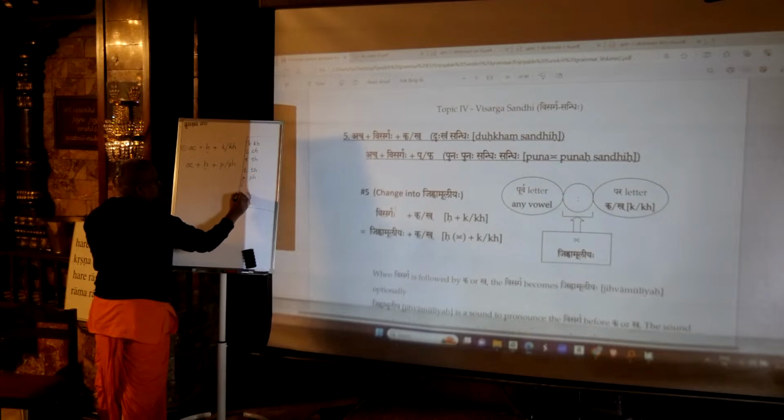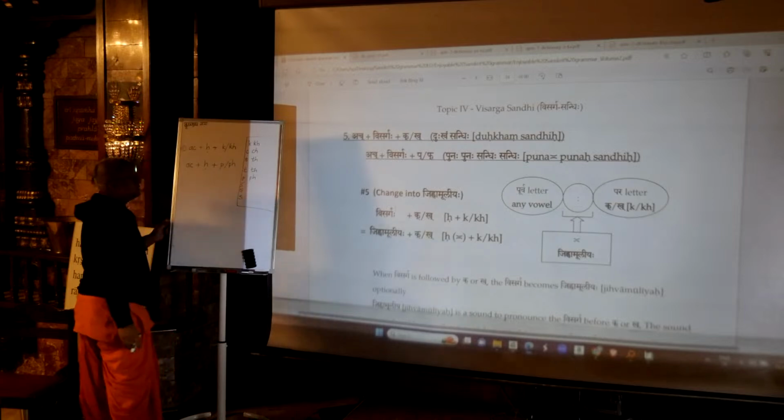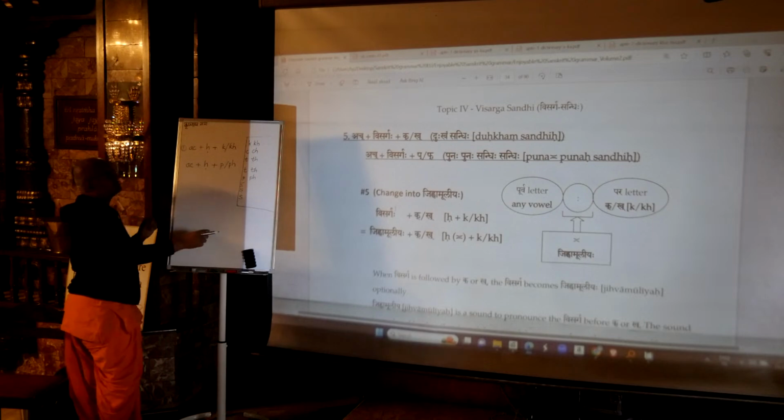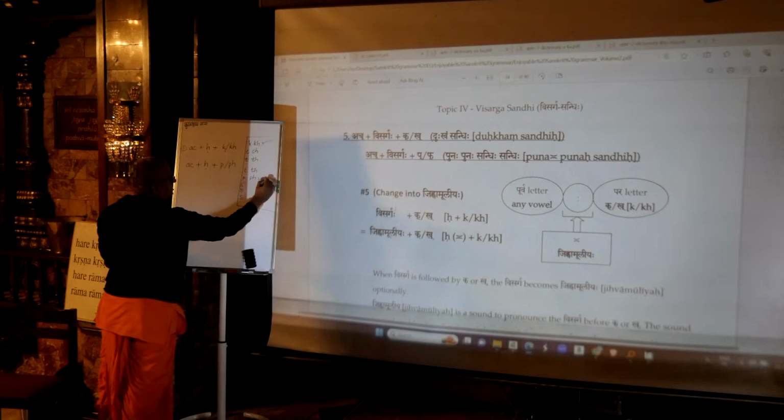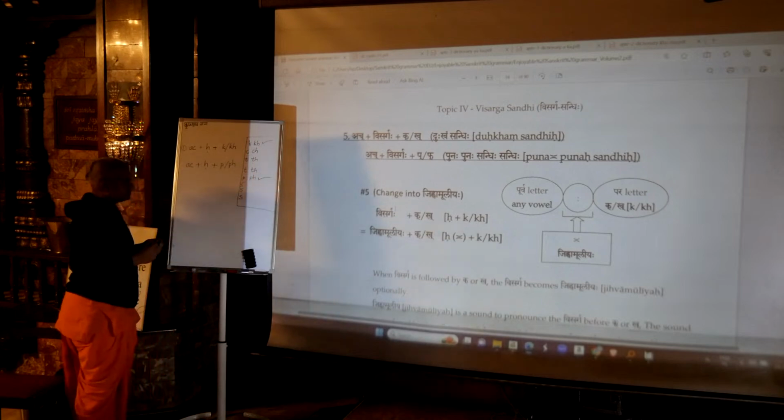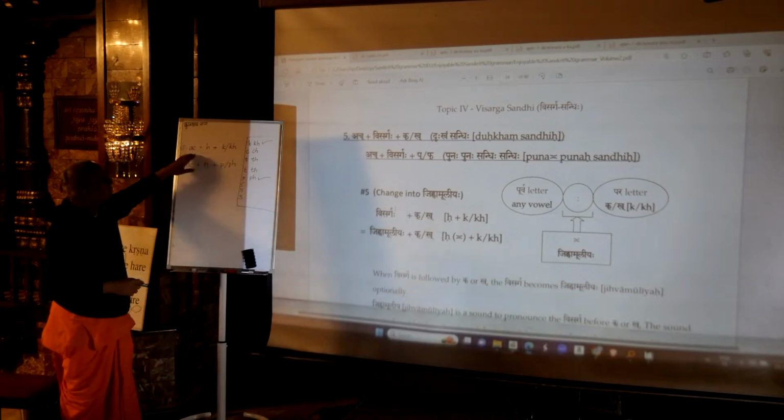Shakara, shakara, sakara. Fine. This much we have to deal with. So now we are dealing with kakara, khakara and pakara, phakara. So what happens? You can see visarga.